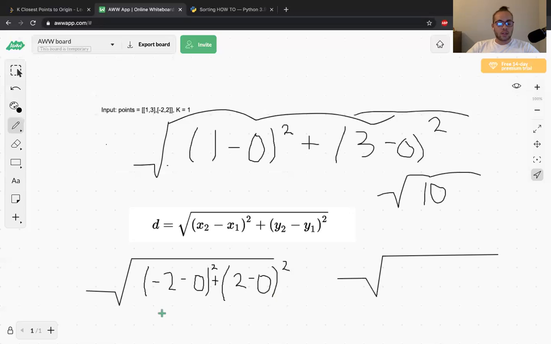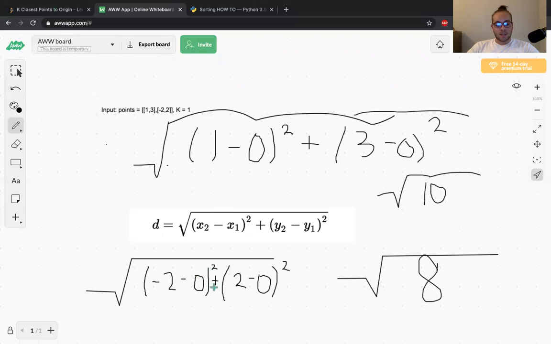And then if we square that, what is this? Negative 2 minus 0 is negative 2. Negative 2 squared is 4, right? And then we have 4 plus 4. This is 8, right? So that's square root of 8. Why? Because here we have 4 plus 4 is equal to 8.